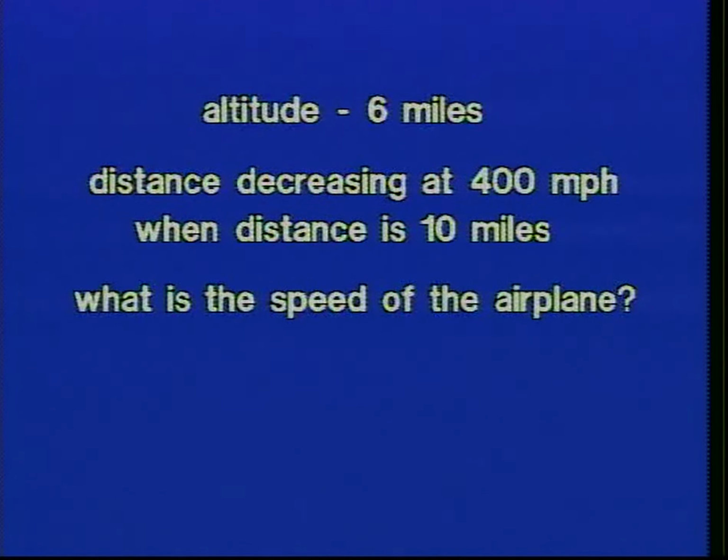Let's outline our information. We know that the altitude of the airplane is 6 miles. The distance between the radar unit and the airplane is decreasing at 400 miles per hour when that distance between them is 10 miles. And we're looking for the speed of the airplane.